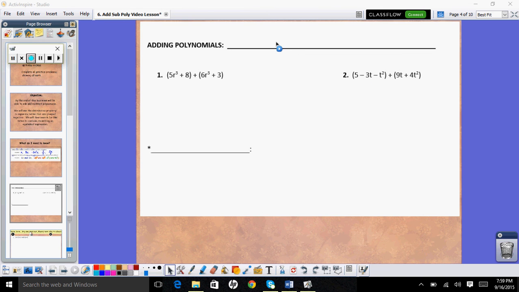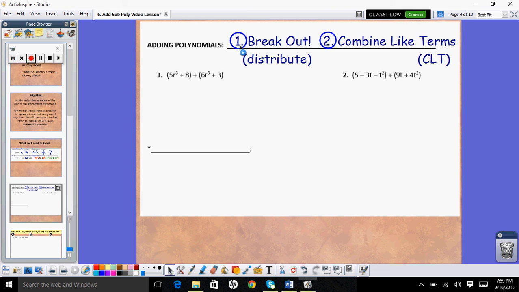Okay, so now let's start with adding polynomials. There are 2 steps. The first step is to break out of the parentheses. Parentheses group terms together. We cannot combine any like terms until they are not grouped any longer. So after breaking them out of parentheses by distributing, step 2 is to combine like terms. Combining like terms can be shortened or abbreviated to CLT.